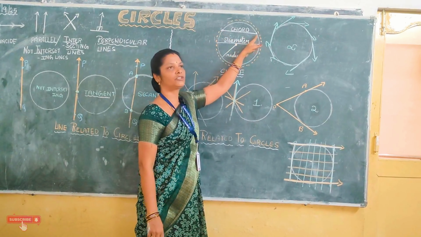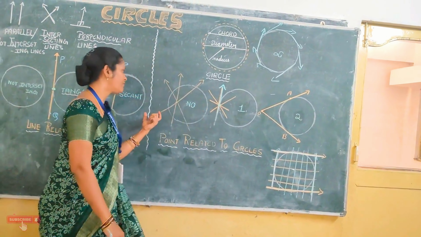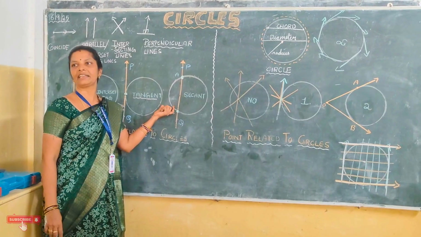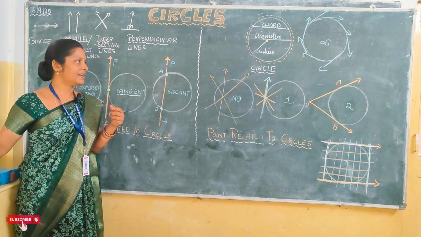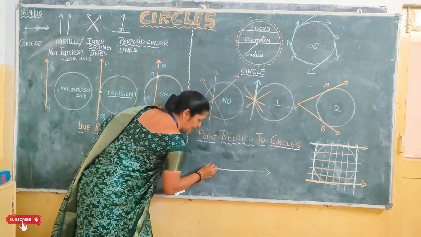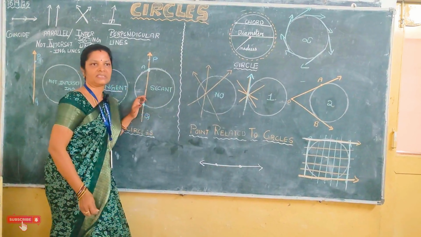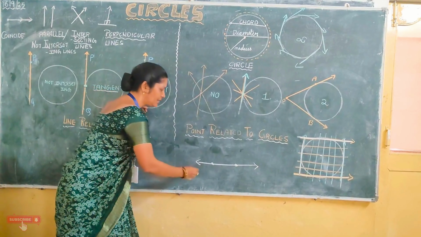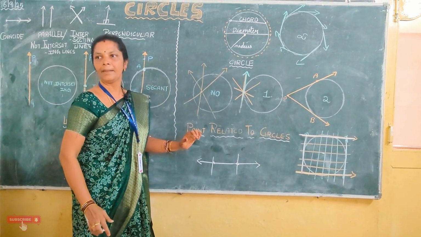The line segment which joins two points on the circle. You can have a doubt. Can anybody find out the difference between the secant and the chord? You know the line segment. You know what a line is? A line has no end point. But a line segment has 2 end points. This part is called a part of the line, so it is called a line segment.